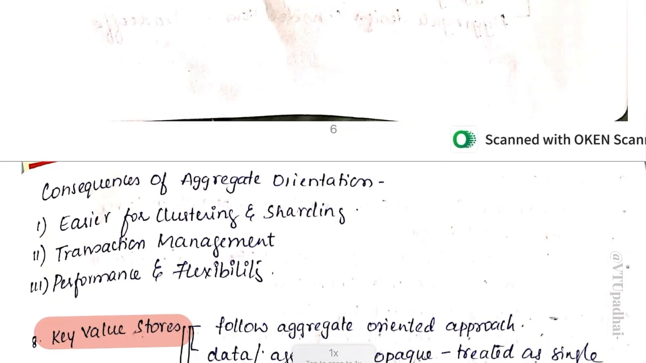Next we have the consequences of aggregate orientation. Under consequences, the first one is that it is easier for clustering and sharding. Aggregates help the database decide how to distribute the data across different nodes or different clusters.